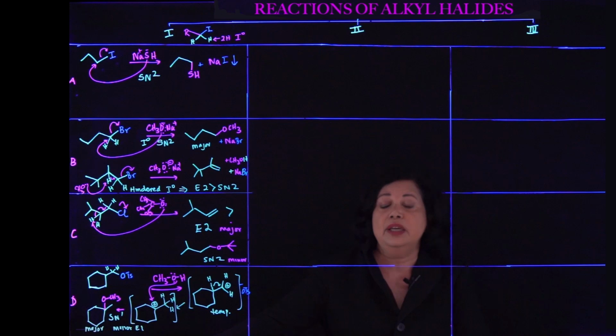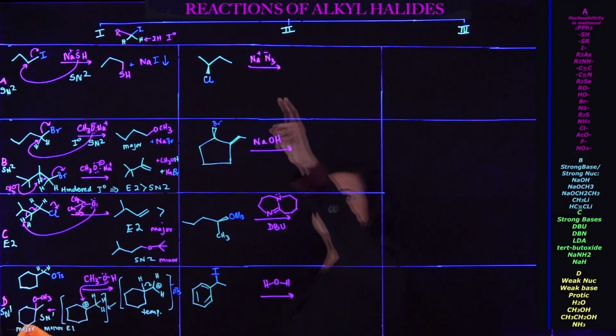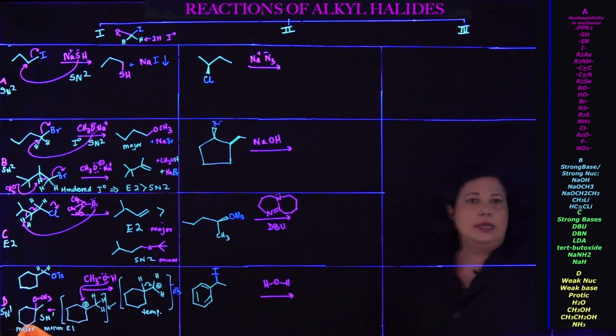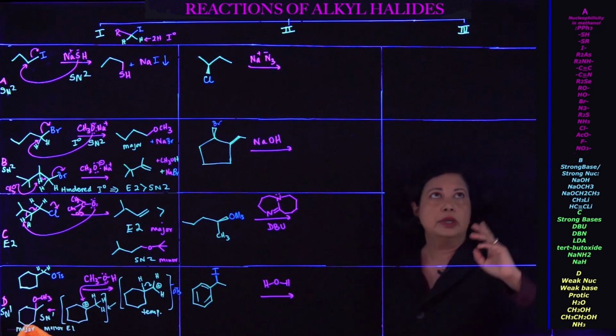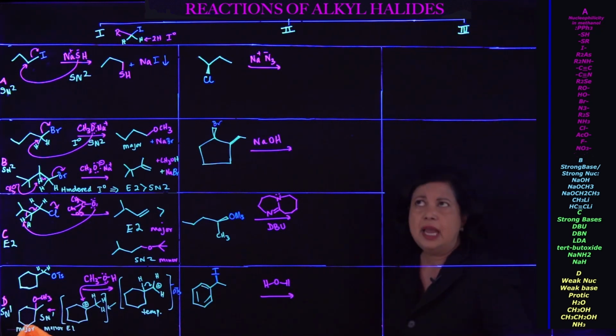Let's move on to secondary. Let's look at what a secondary alkyl halide would do with each one of these reagents. We got 4 buckets for you. We're going to just toss in one of them from each bucket with a secondary and see what happens.